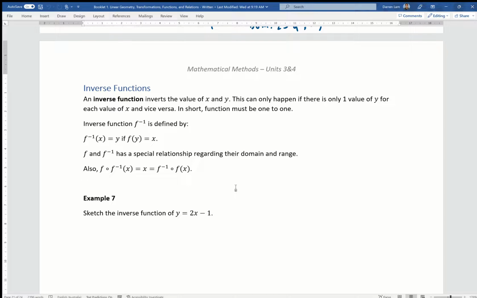This is the introduction to exercise 3.5 on inverse functions. Again, the idea of inverse functions is looking at if we reflect our function across the y equals x line. So I'm just going to read through this component and then we'll go from there.